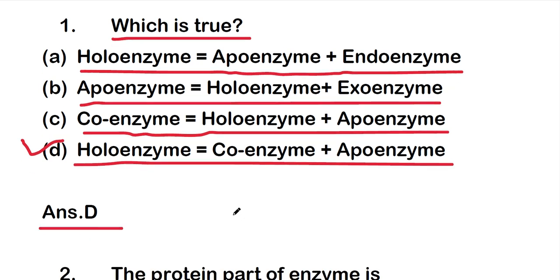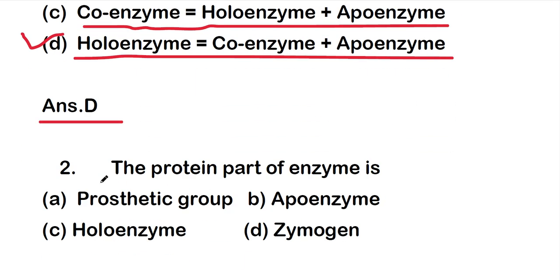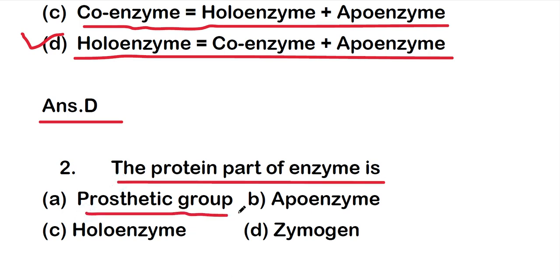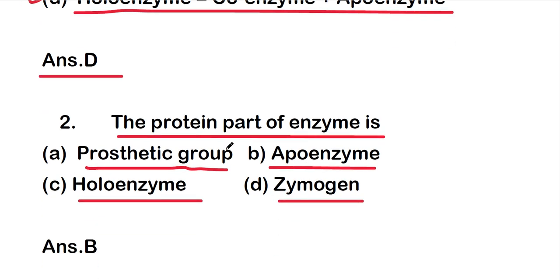Okay, so let's move on to the next question, question number 2. The protein part of an enzyme is option A, prosthetic group; option B, apoenzyme; option C, holoenzyme; option D, zymogen. And the right answer is option B, that is apoenzyme. So the protein part of enzyme is apoenzyme.